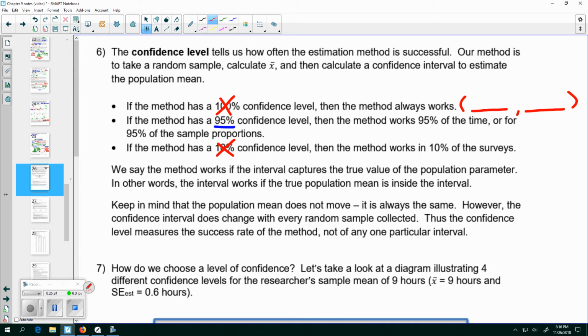Okay, we say that the method works if the interval captures the true value of the population parameter. In other words, the interval works if the true population mean is inside the interval. Keep in mind that the population mean does not move. It's always the same. It's fixed. However, the confidence interval does change with every random sample collected. Thus, the confidence level measures the success rate of the method, not of any one particular interval.